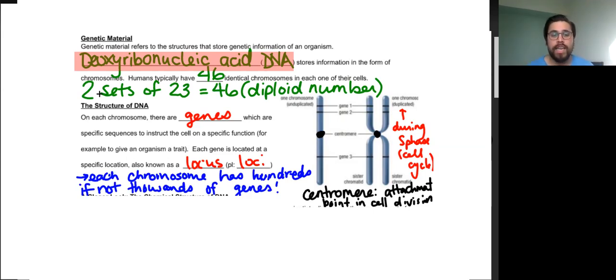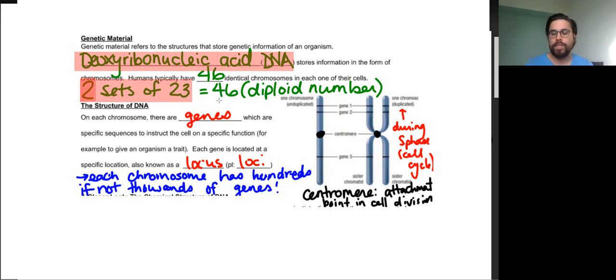So this DNA is in two sets of 23. Now, you might see this two sets of 23 come up often in this unit. We talked a little bit about it last unit as well. So we have 46, our diploid number, 46 chromosomes. That's our diploid number. Two sets of 23.